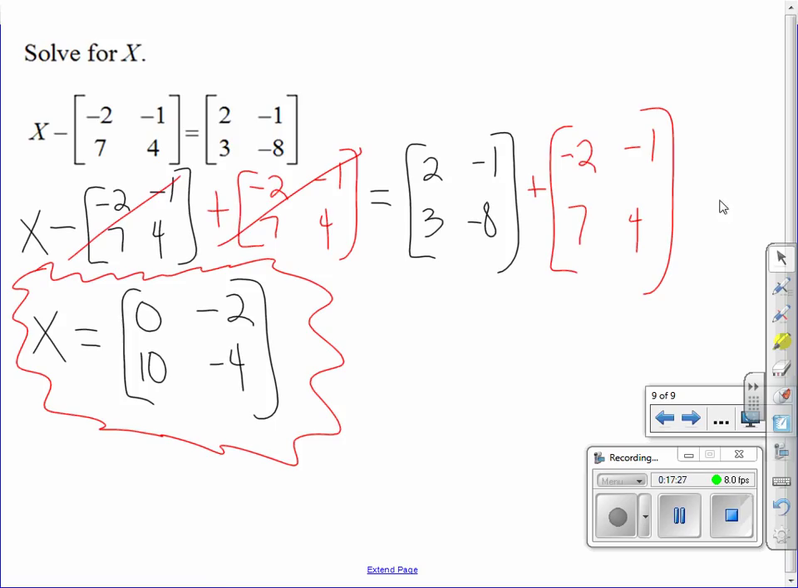All right, then on the right-hand side, we add corresponding elements. 2 plus negative 2 is 0. 3 plus 7 is 10. Negative 1 plus negative 1 is negative 2. Negative 8 plus 4 is negative 4.